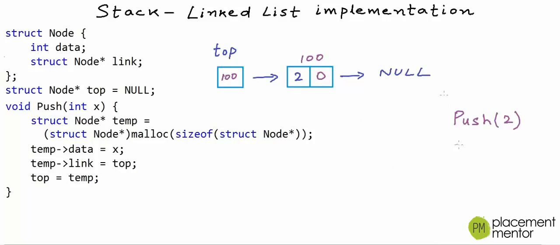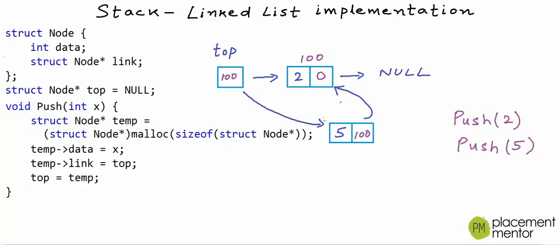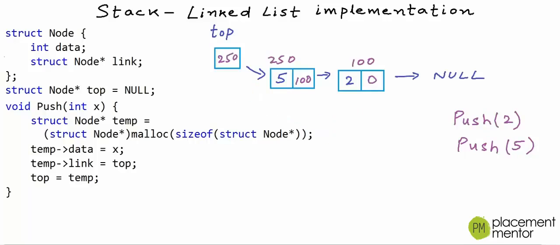Let's do one more push. Let's say I want to push number 5 onto the stack this time. Once again, a node will be created. We will set the data, and then we will first point this guy to the existing top, and then make this pointer variable point to this guy, the new top. Let's say the address of this guy is 250. So the address in this variable top will be set as 250. After this second push, this is how my stack will look.